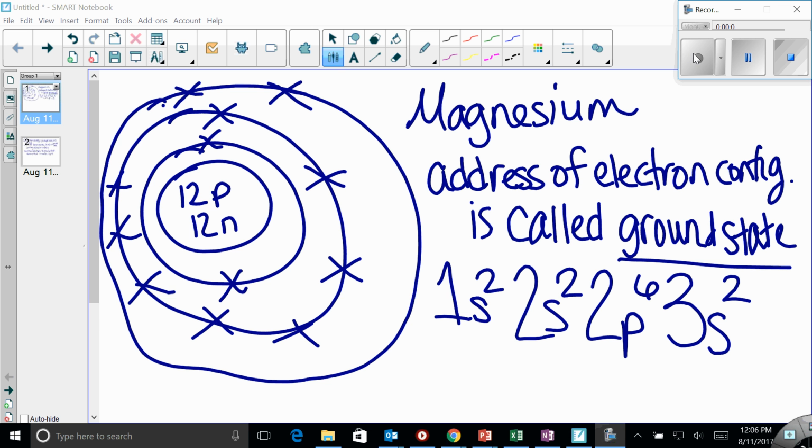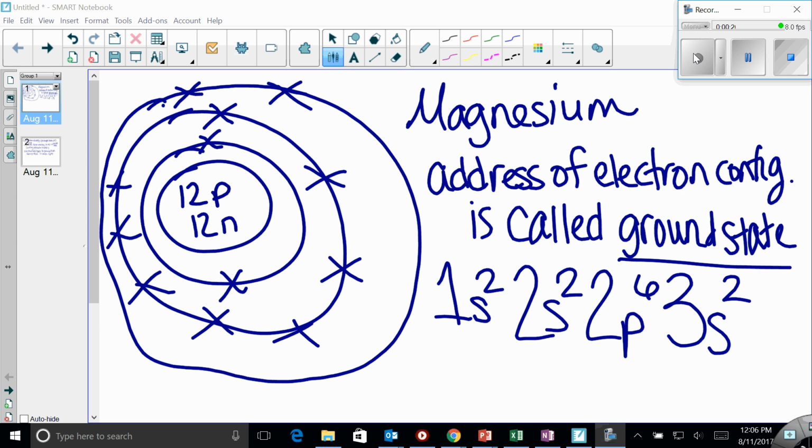Bohr model, you have your nucleus, your protons, your electrons. Outside of that, your first bubble holds 2. Then you have 8. Then you have Bohr thought up to 18. Remember drawing those in middle school? Yeah, physical science. Okay, so that's magnesium.